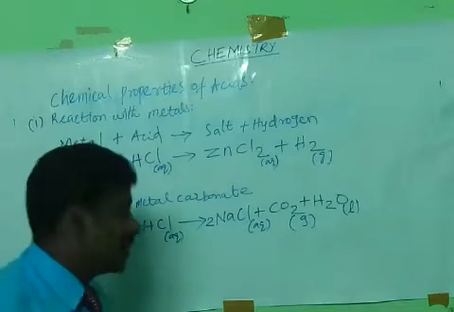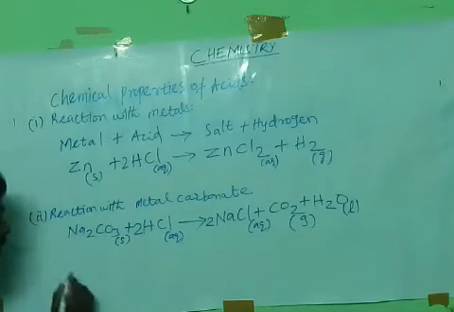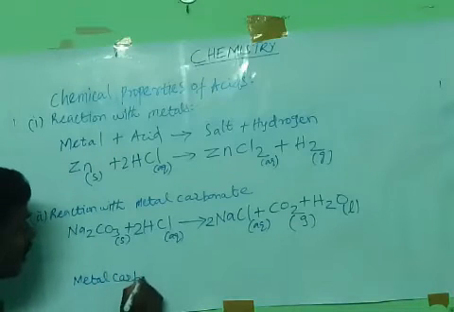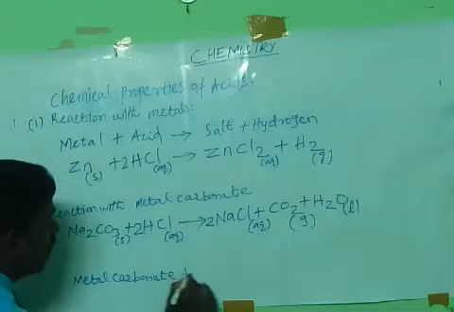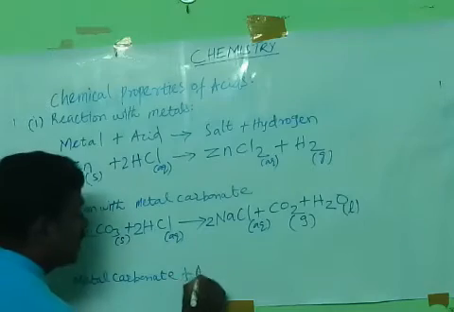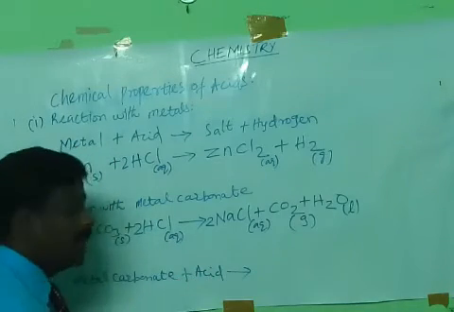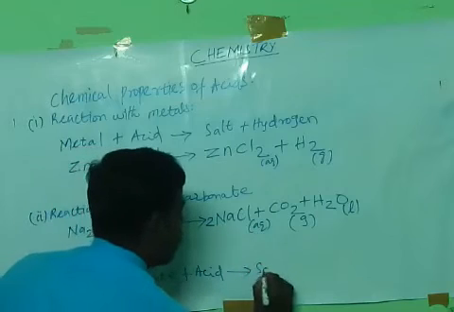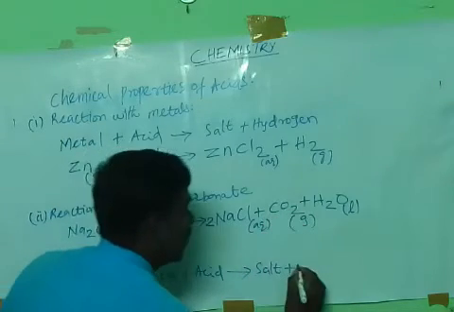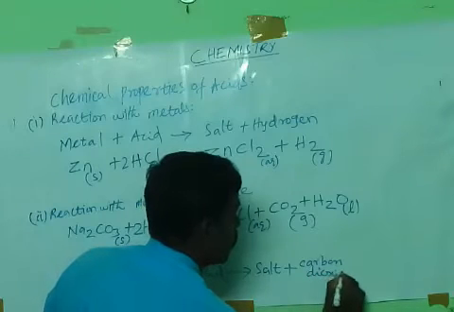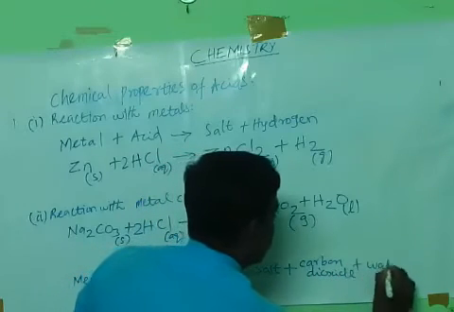What is the general equation? See what we have taken. We have taken a metal carbonate and we added an acid. What are the products formed? First product, salt. Next, carbon dioxide and water.